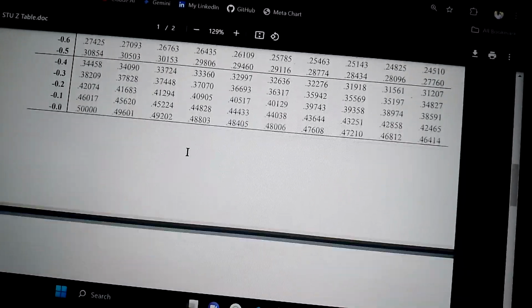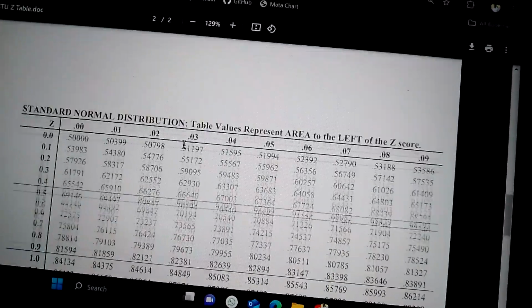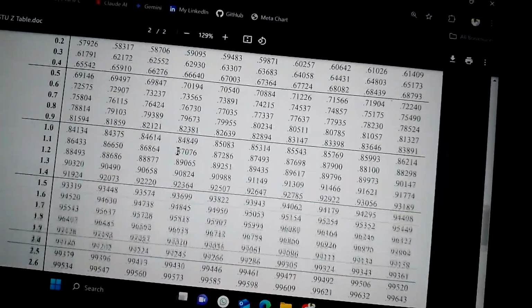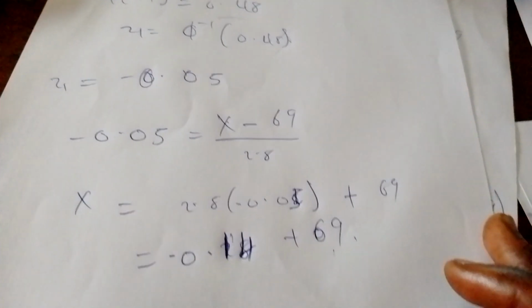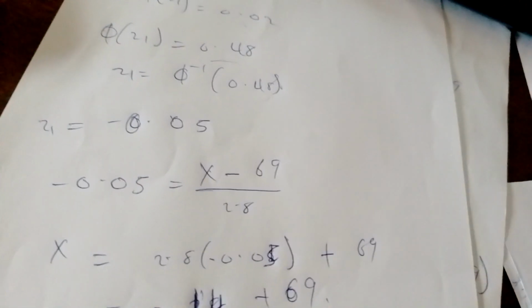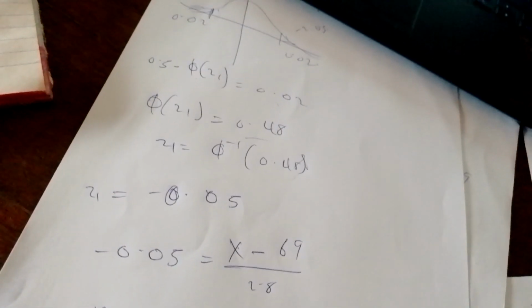But basically, that's supposed to be the method. So let's just go ahead and show how the method should be. Okay, that should be it.